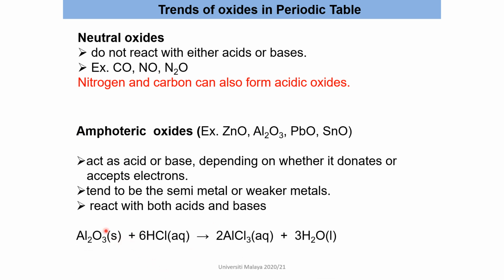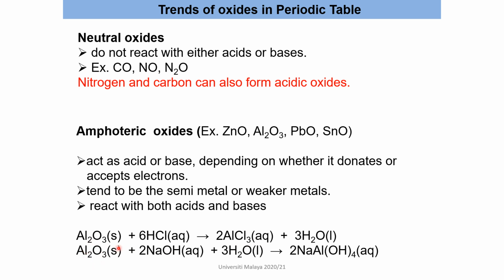For example, here we have aluminum oxide reacting with hydrochloric acid to produce aluminum chloride. And it can also react with a base, sodium hydroxide, to produce a salt.